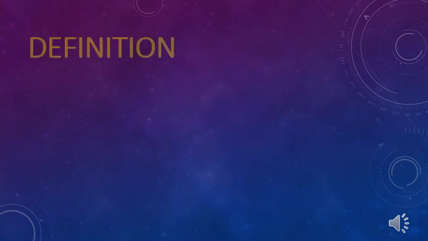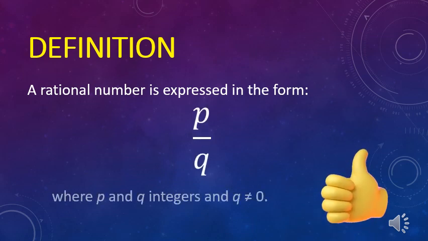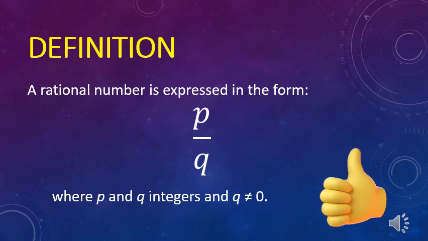We define a rational number as a number that can be expressed in the form P upon Q, where P and Q can be any integers, but the denominator Q cannot be equal to 0, as anything divided by 0 cannot be defined.